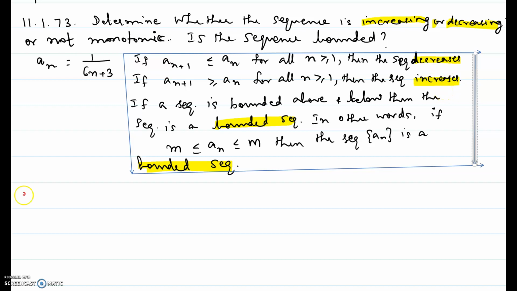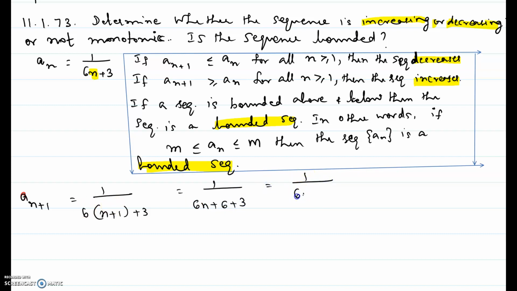So let's consider a sub n plus 1, which is 1 over 6 times, wherever n is, that gets replaced by n plus 1. That is n plus 1 plus 3. That is 1 over 6n plus 6 plus 3. If you distribute the 6, it's 1 over 6n plus 9.